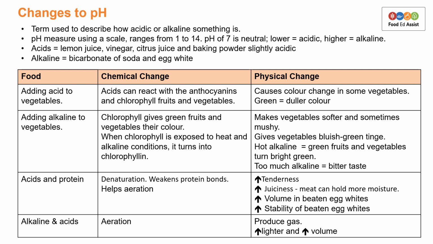Alkaline and acids can also be used together, and we use them together to help aerate foods. So that's the chemical change. When you combine an acid with an alkaline, as you would in Anzac biscuits, you've got bicarbonate of soda, which is your alkaline, added with your golden syrup, which is an acid. When you combine those two things together with heat, it produces a gas. And that gas makes our Anzac biscuits lighter, an increase in volume. So that's how alkaline and acids work together.